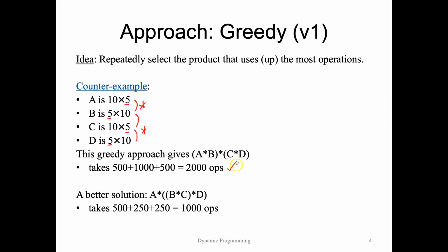But this isn't an optimal solution, because there's an even better way that we could have multiplied them, which didn't follow our greedy choice and gives us significantly fewer operations. So this would not be a good approach. But maybe we just picked the wrong greedy choice. Why would we want to use up more operations? Maybe we should try and use up the least number of operations.